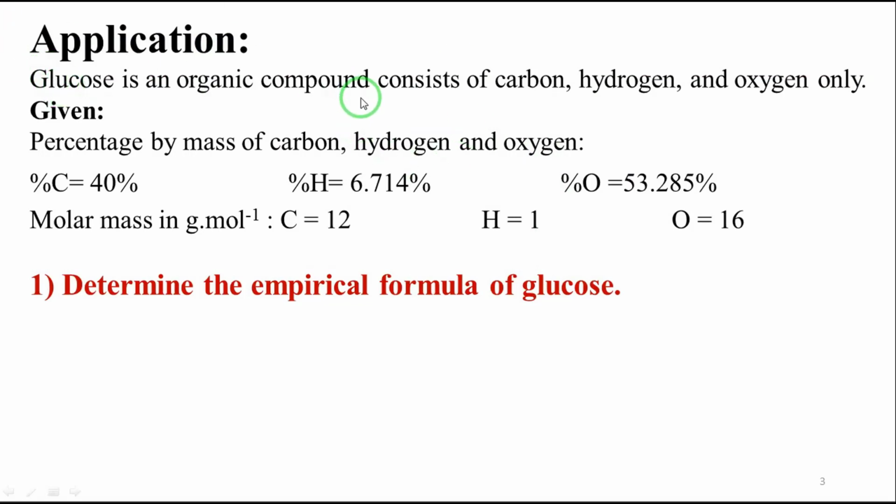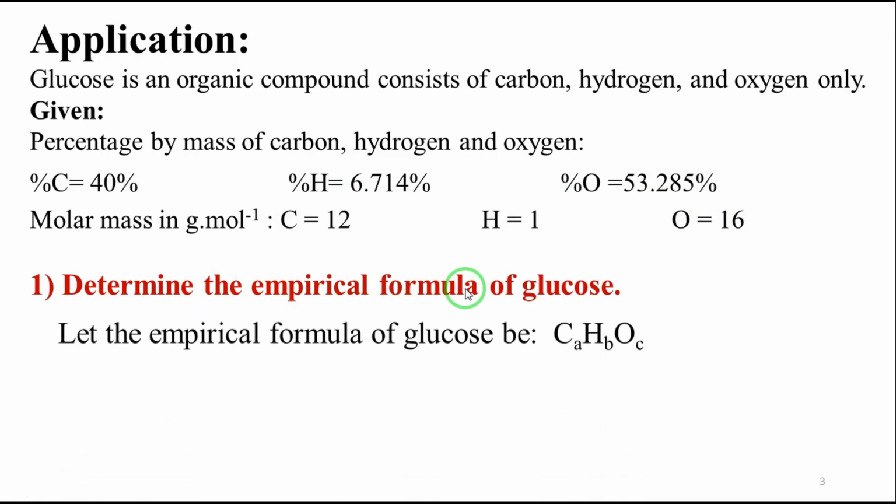Glucose is an organic compound, consisting of carbon, hydrogen, and oxygen only. Given for you the percentage by mass of carbon, hydrogen, and oxygen respectively, and you have the molar masses in gram per mole: for carbon 12, for hydrogen 1, and for oxygen 16. Determine the empirical formula of glucose.